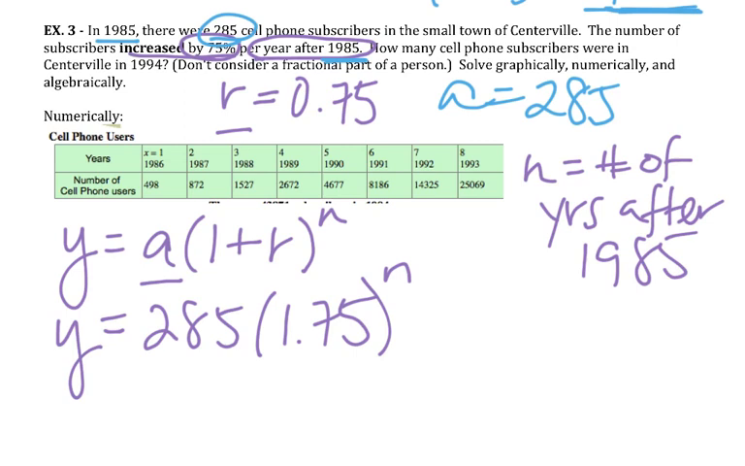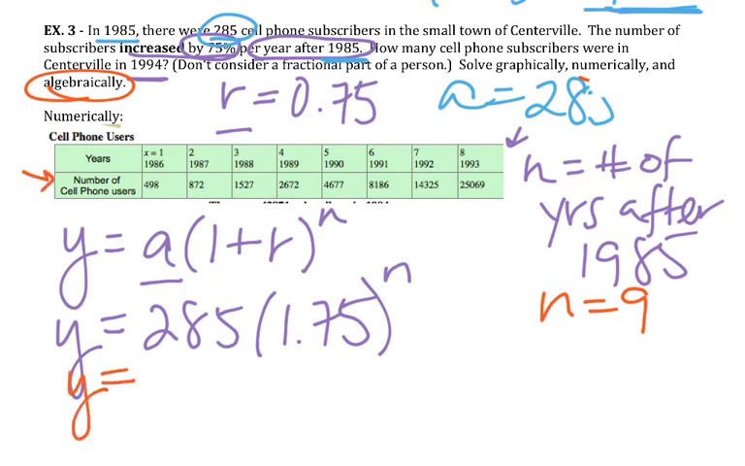We want to make sure we're clearly identifying these things. So the question is, how many cell phone subscribers were in Centerville in 1994? We can tell how many years that is after 1985. It's going to be the 9th year. So let's plug in n equals 9. So plugging that in would be solving algebraically. So y, or the number of cell phone subscribers, equals 285 times 1.75 to the 9th.